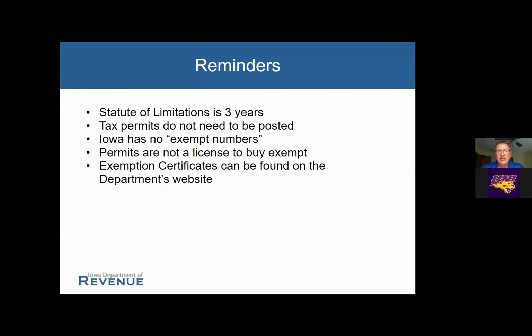Iowa does not issue tax exempt numbers. The permit numbers that we issue to you are so you can collect and remit the applicable Iowa tax. It is not a magical tax exempt number, okay? These permits are not licenses to buy things tax exempt. In order to claim exemption, if you are exempt for some reason, you need to provide a completed sales tax exemption certificate to the vendor so you can claim exemption. That's the documentation that the seller needs to have on file in case they're ever audited by the department.